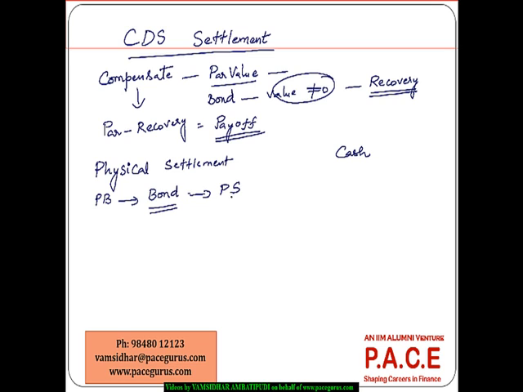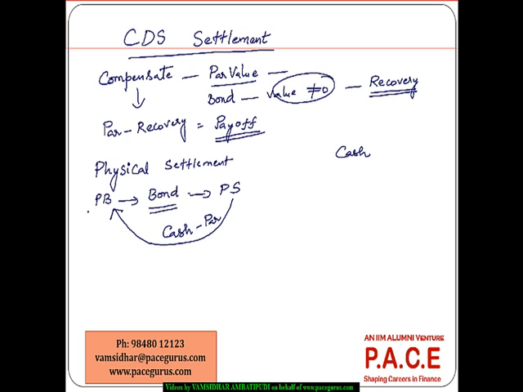protection seller. So here what we are saying is all the defaulted securities of the reference entity with a par value equal to the notional amount of the CDS contract. So whatever is the amount that we have entered into the CDS contract, corresponding to that, the bonds of the defaulted entity are physically given by the protection buyer to the protection seller. And the protection seller will be compensating the protection buyer with cash, which is the par value.